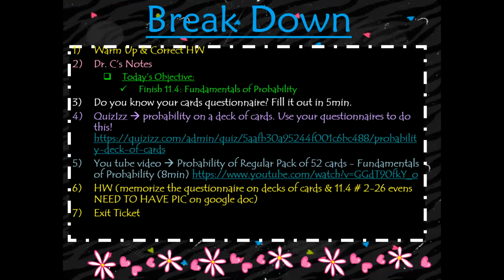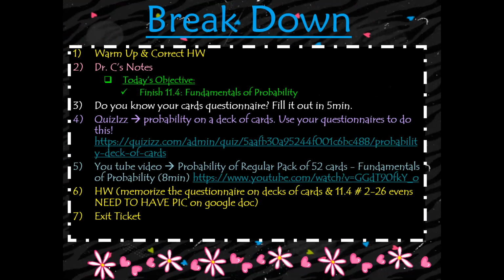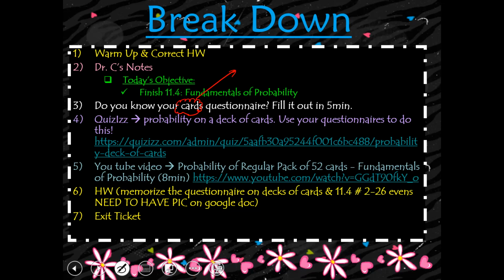All right, so today we're going to talk about section 11.4. We are actually going to be finishing that today. We're also going to be looking at, do you know your card questionnaires? And then you're like, what kind of cards? Like a deck of cards. We live in Nevada, gambling, casinos, cards. So do you know how many cards are in a deck? How many black cards? How many red cards? How many spades? Because before we start doing probabilities about cards, you have to know all the hands of the cards.